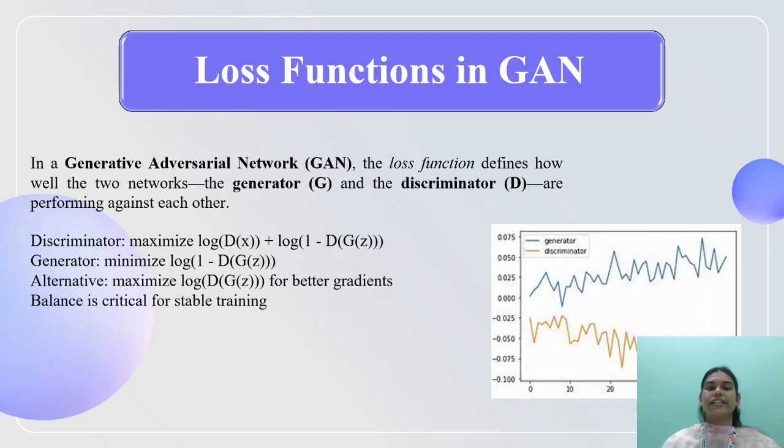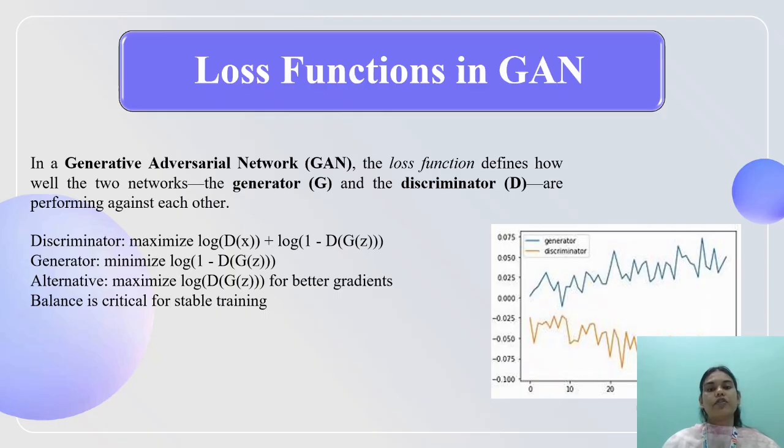Lastly, loss function in GAN. In generative adversarial network, the loss function defines how good or bad the model works. The discriminator maximizes the objective. It correctly identifies the real or fake data. Here we see the loss.